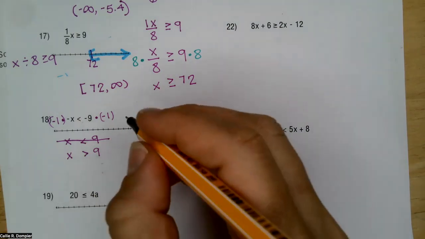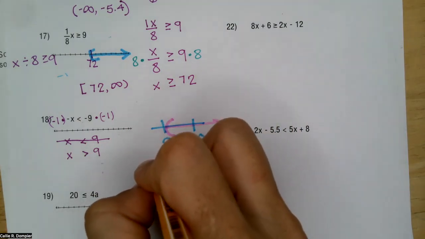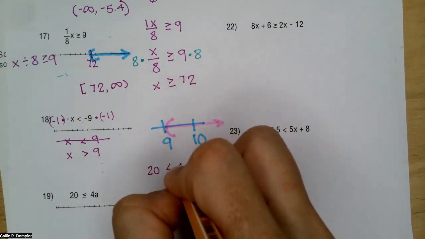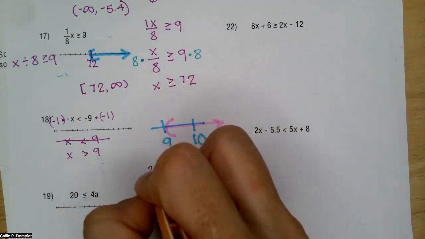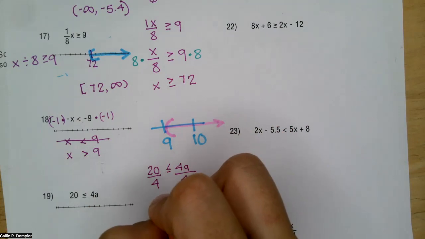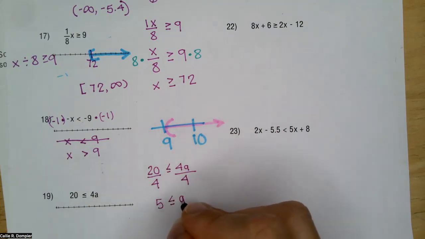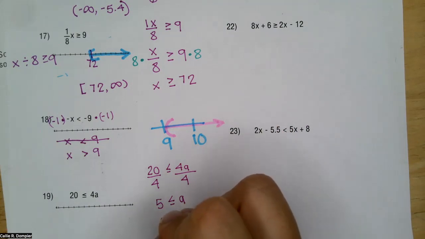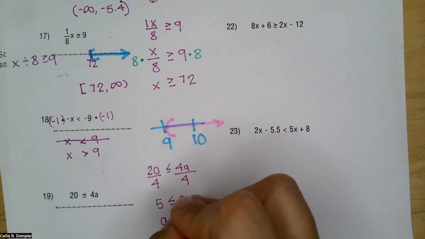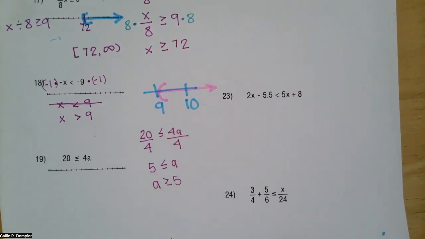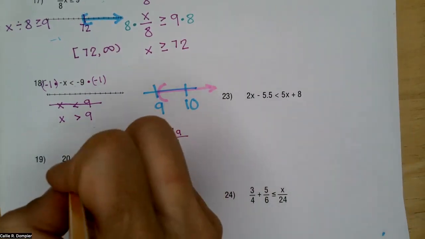20 is less than or equal to 4a. I'm going to divide both by 4 so I can get a alone. 20 divided by 4 is 5. However, 5 is less than or equal to a is not as easy for me as a is greater than or equal to 5. Make sure a is greater than or equal to 5. Make sure it reads the same. Good. A is greater than or equal to 5.